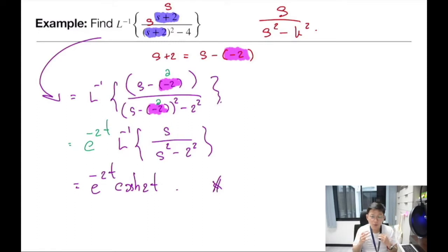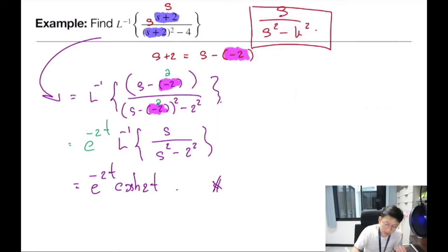It's very simple. You need to be able to tell the original form. For example, this one, the original form is s divided by s squared minus k squared, right? But you look at s plus 2 as s. Why? Because it was shifted, right? It was s before and then it was shifted to s plus 2. So when you want to do the inverse, you need to shift it back, right, to s, like that.